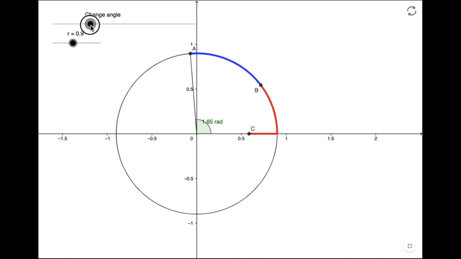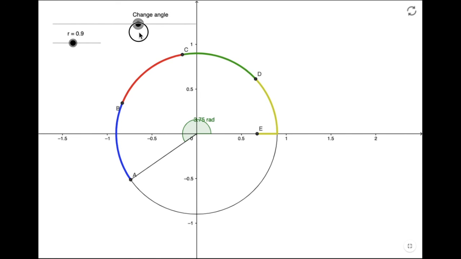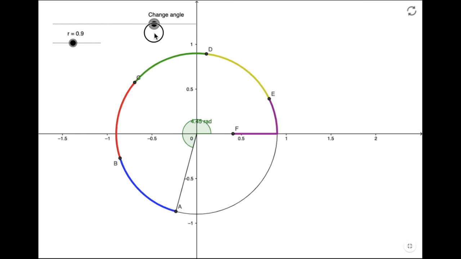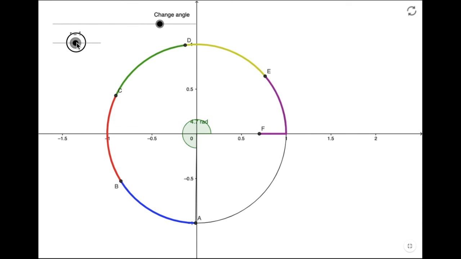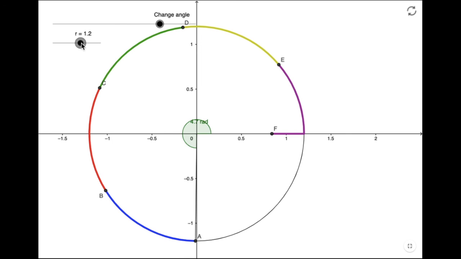And further, I can visualize here now that 270 degrees is around 4.7 radians. So if I make my circle larger, as you can see here, still it is 4.7 times the radius. And that is what you mean by radians.